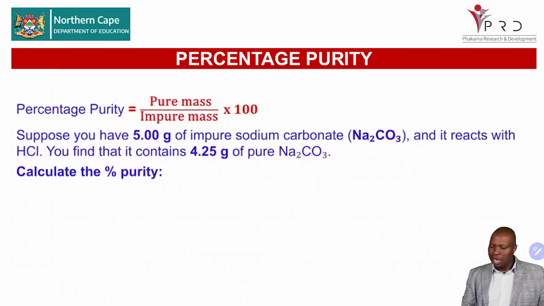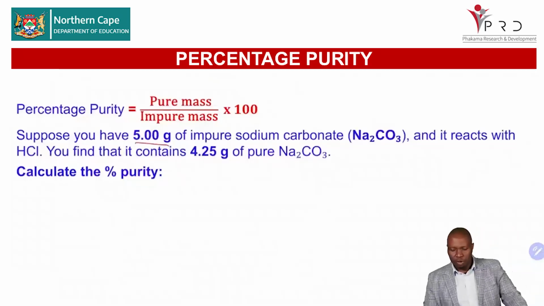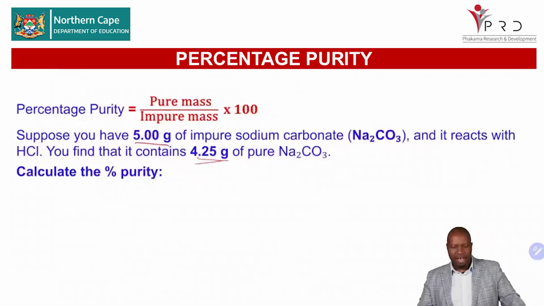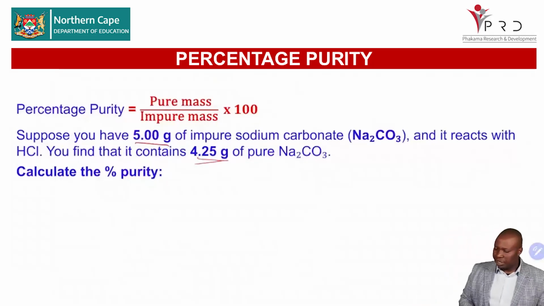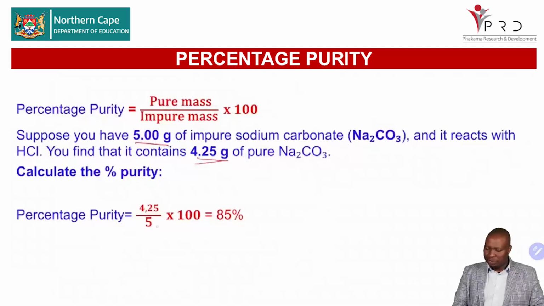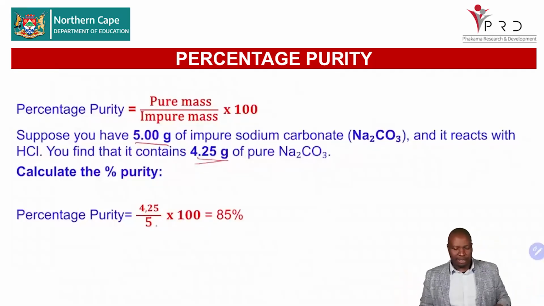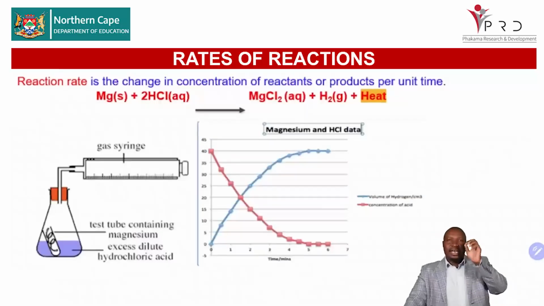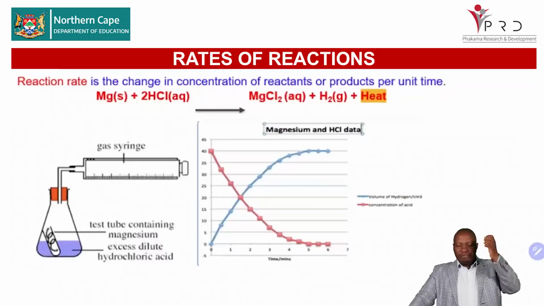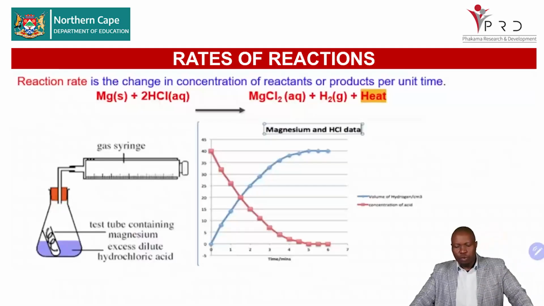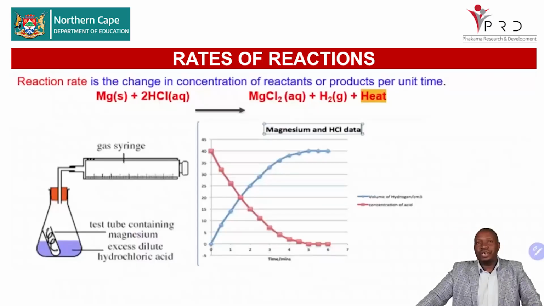We gave you an example here where we have 5 grams of sodium carbonate, and then we find that the pure mass was 4.25. You are now able to calculate the percentage purity: the pure mass divided by the total mass, which is the impure mass, times 100, and then you are able to get your percentage. And for rates of reactions, we are still emphasizing, remember the definition of reaction rate, which is the change in concentration of reactants or products per unit time.